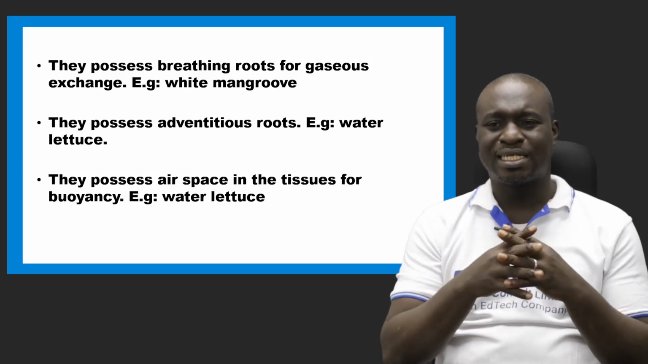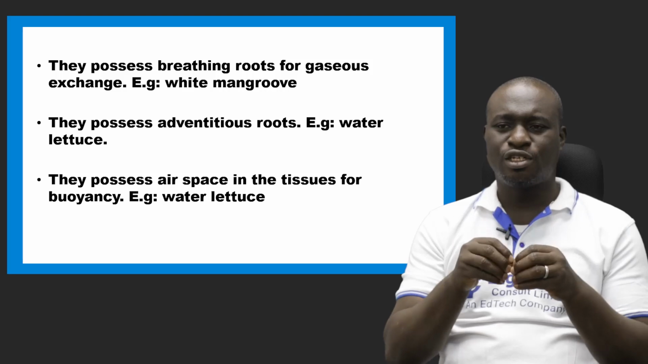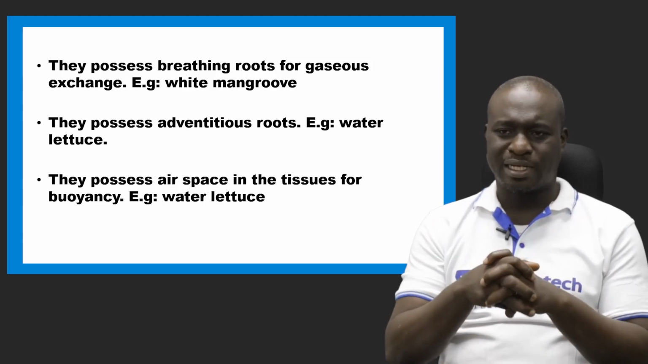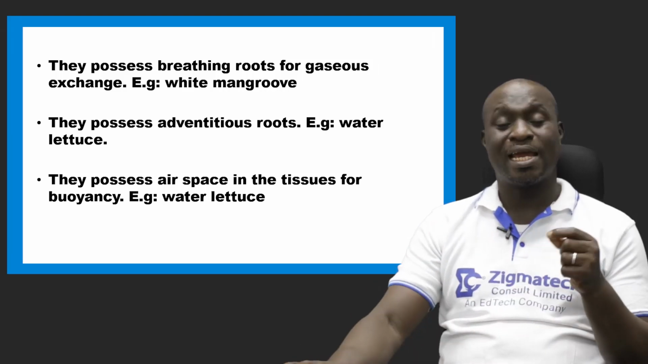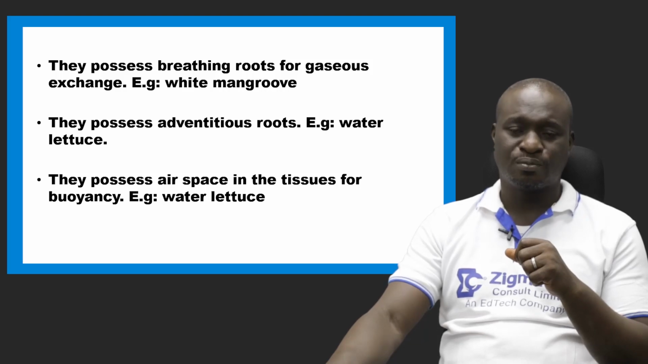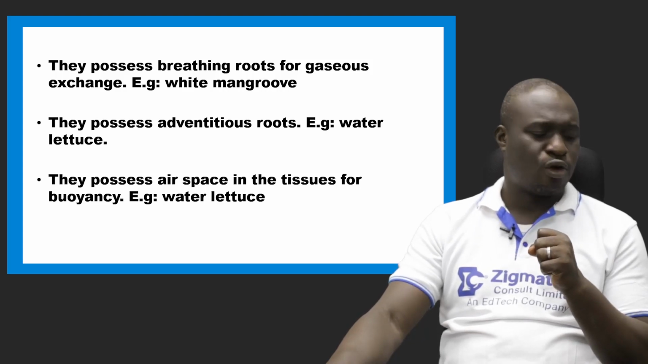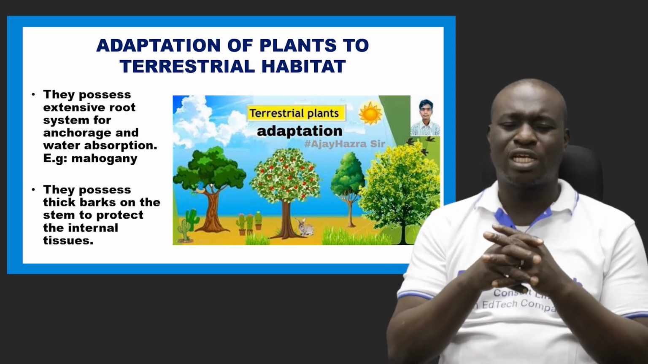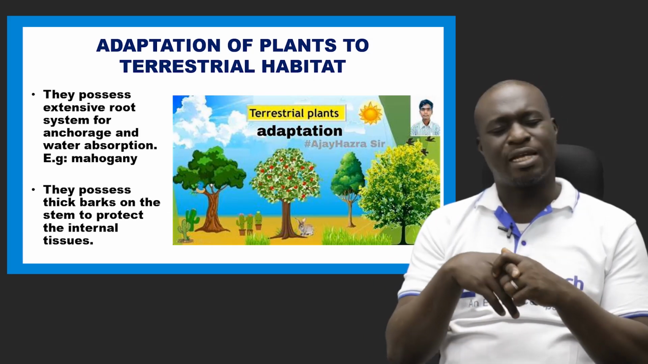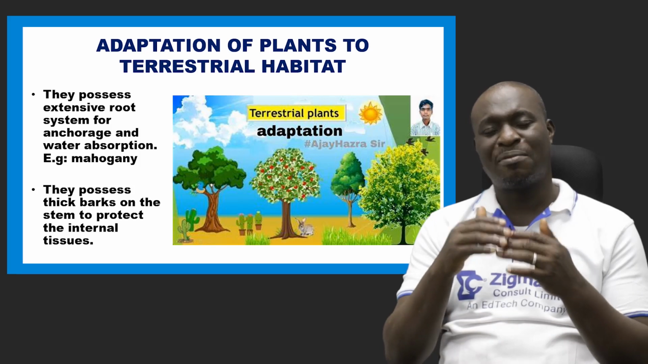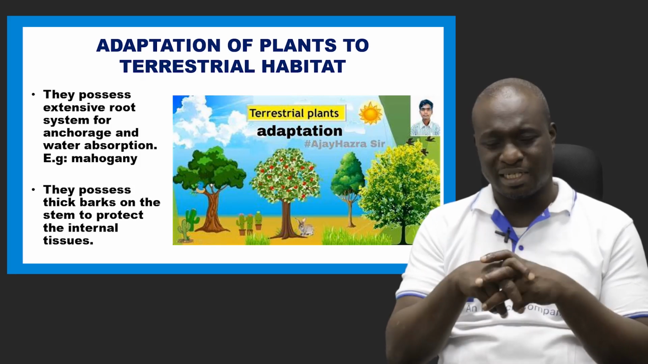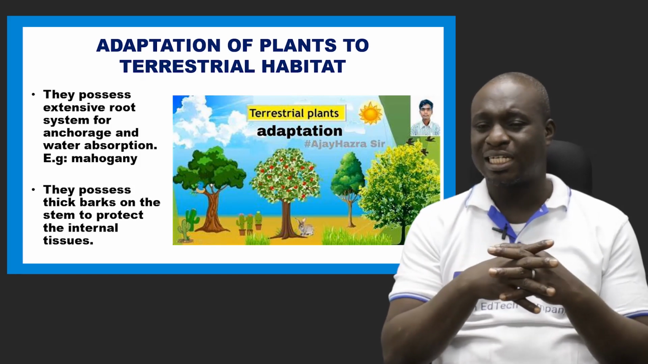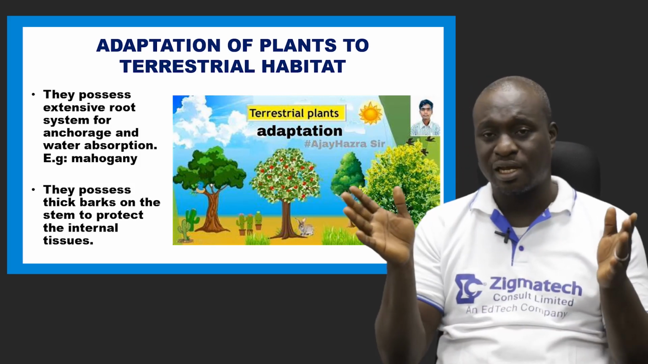And also they possess airspace in the tissues for buoyancy. You can also see that in water lettuce. Another thing again that you can also spot is adaptation of plants to terrestrial habitat. It means that plants also can be found in terrestrial habitat. Of course, we have them scattered all over around us here.